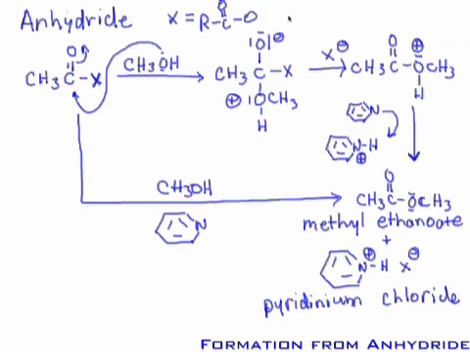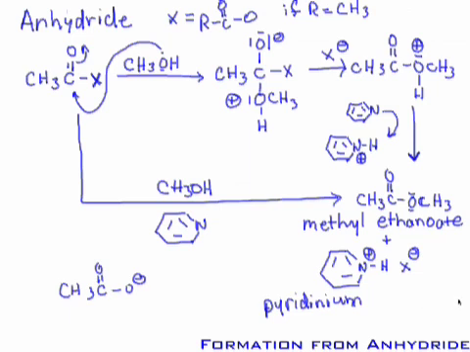So let's let the R be methyl, for example. If R was methyl, then that X minus would be CH3, C double bond O, O minus. Well, that's an ethanoate, so this would be pyridinium ethanoate, or pyridinium acetate. So we could use the common name, for example. But the reaction is exactly the same. Notice I didn't change a thing in the mechanism.